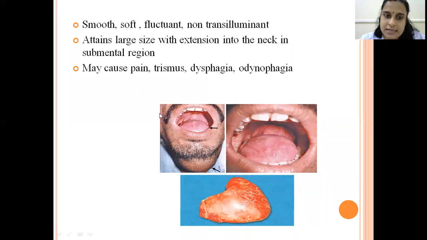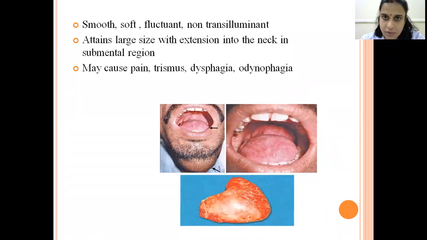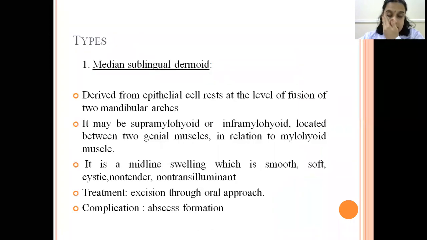Because of its huge size, they may cause pain. Unlike a ranula, which is a painless swelling, they may cause pain, trismus, dysphagia, or odynophagia. So as I talk to you, you can always note down the differentiating features between a ranula and a sublingual dermoid, which is usually a differential diagnosis for ranula. Now, there are two types of sublingual dermoids. One is median and one is lateral.